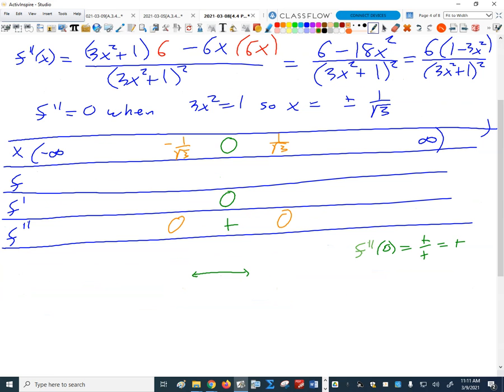So we get a positive second derivative. Well, then that means it's concave up. Horizontal tangent plus concave up equals minimum, right? So we got a minimum at x equals 0.